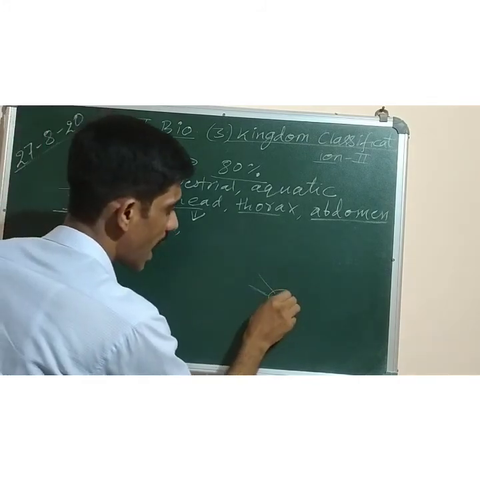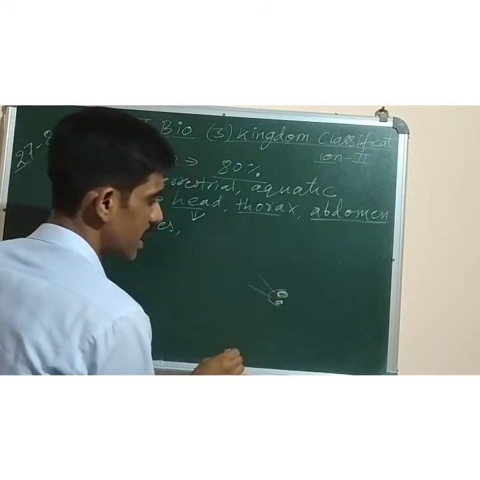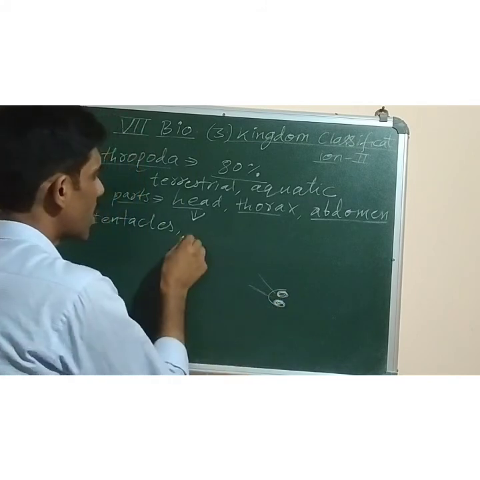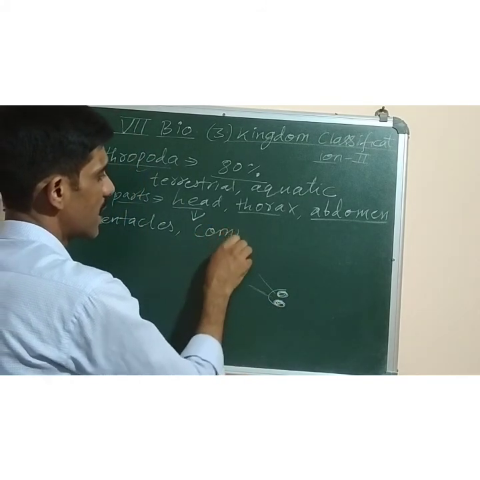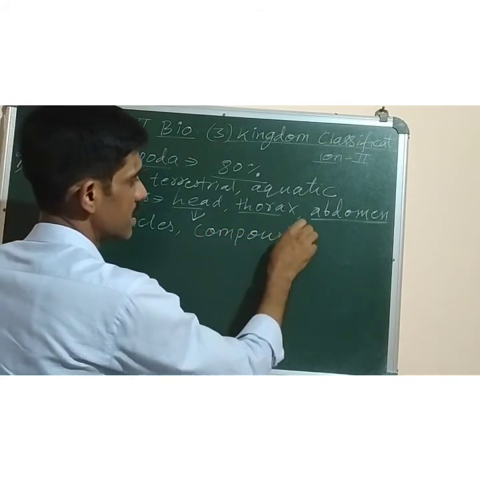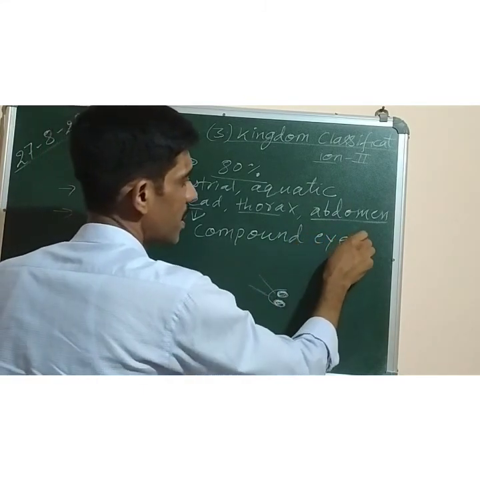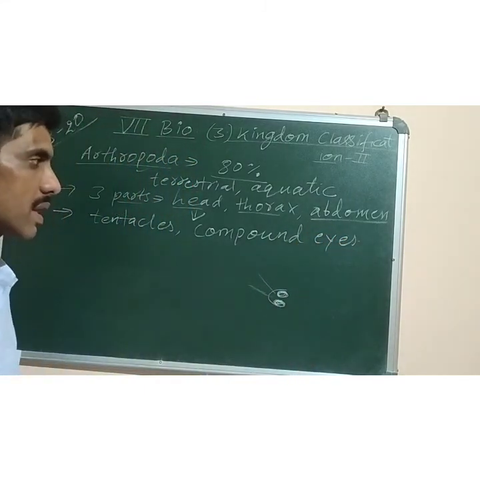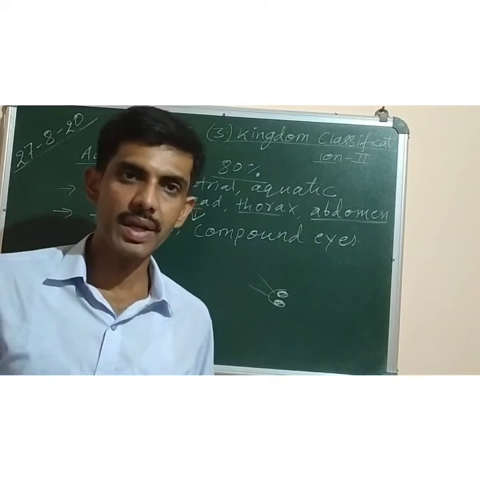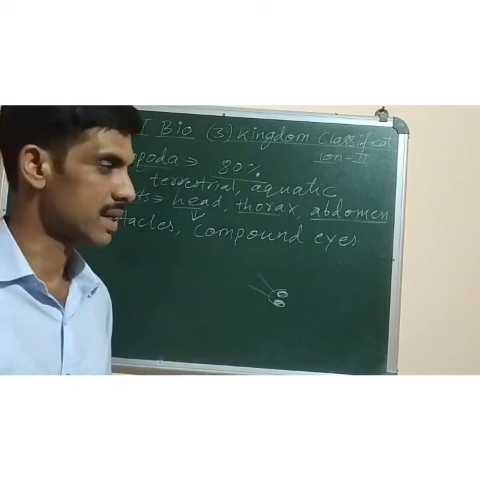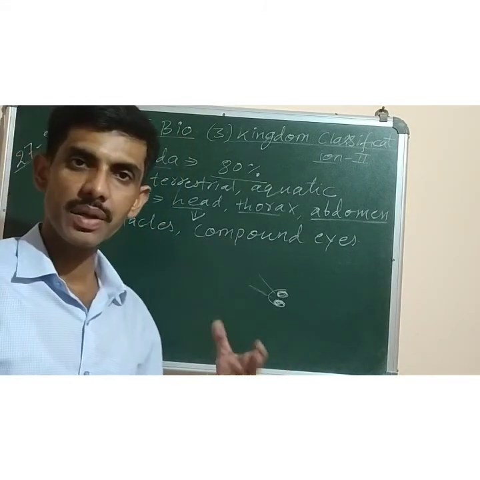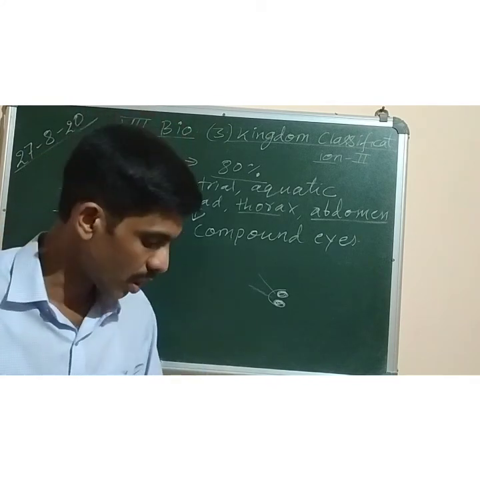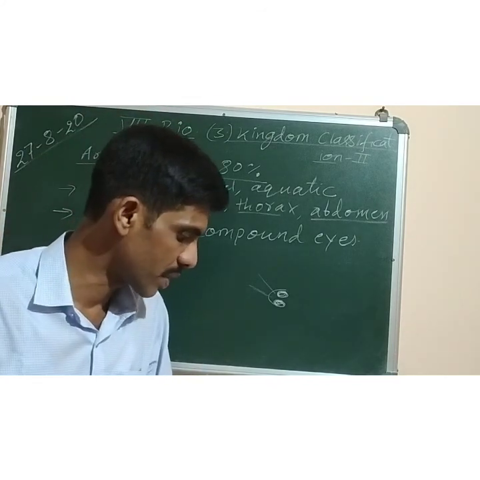Apart from that, the eyes present in insects are called compound eyes. Compound eyes are different from simple eyes because they are made up of many smaller units called ommatidia, which you will study in higher classes. So their vision is different from that of our normal eyes.